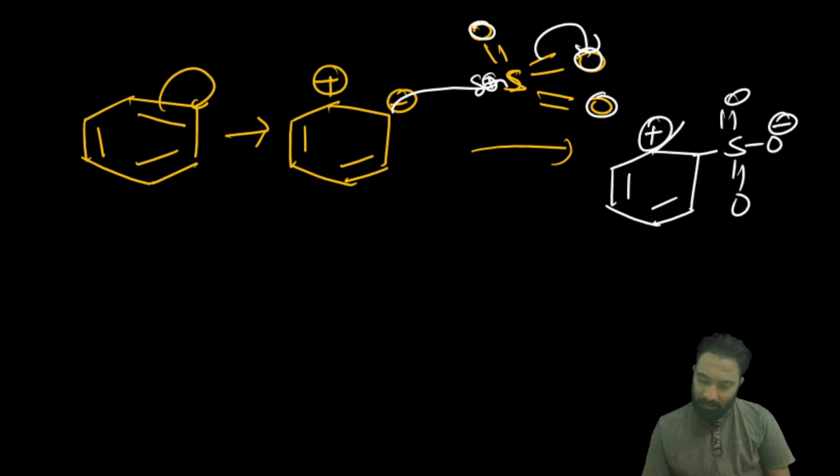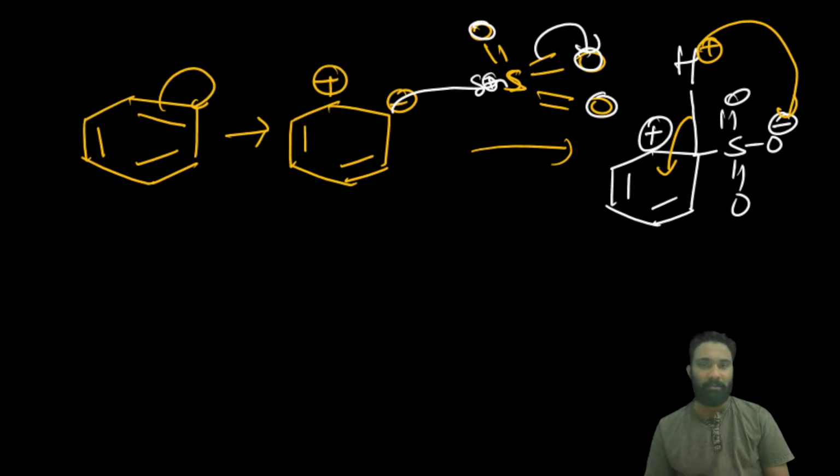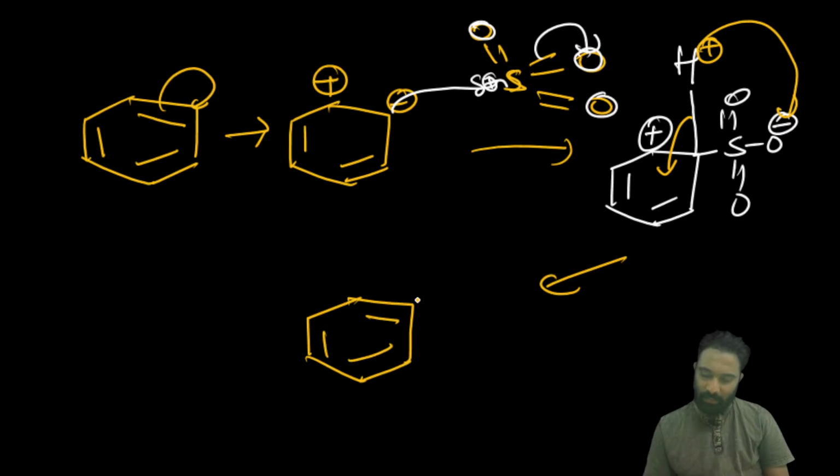Now here this carbon has one hydrogen. This sigma bond will be given to the benzene ring, and this proton H plus will be abstracted by this oxygen. By that we will get the benzene sulfonic acid and the aromatic ring in this manner. Is it clear?